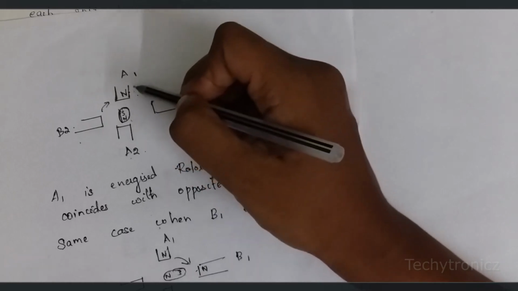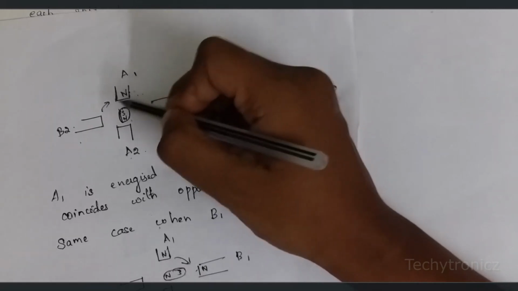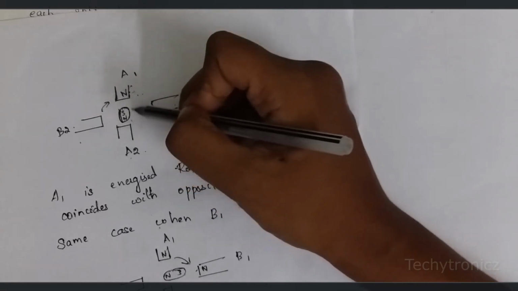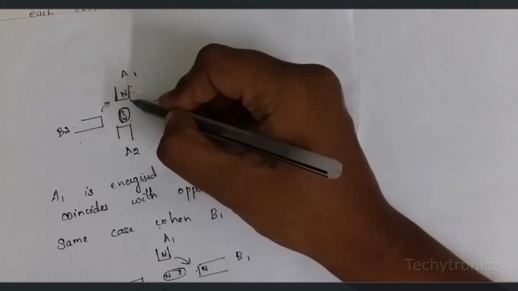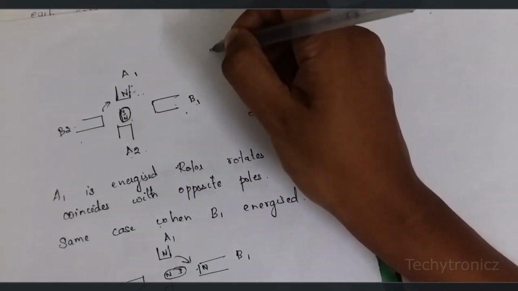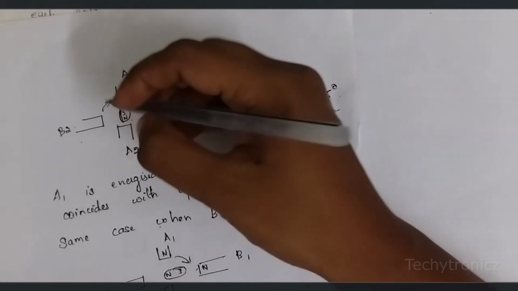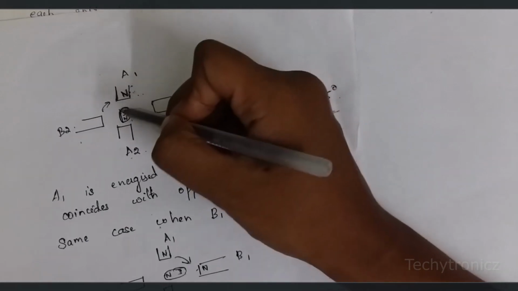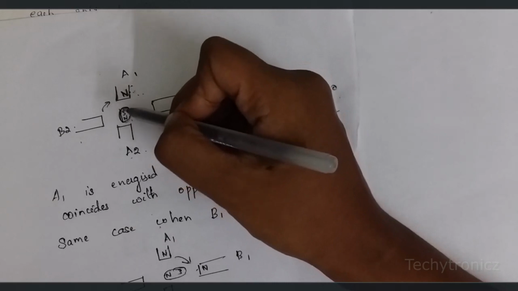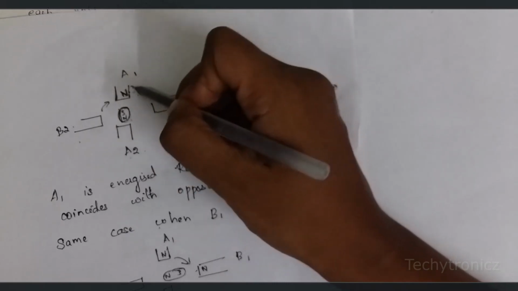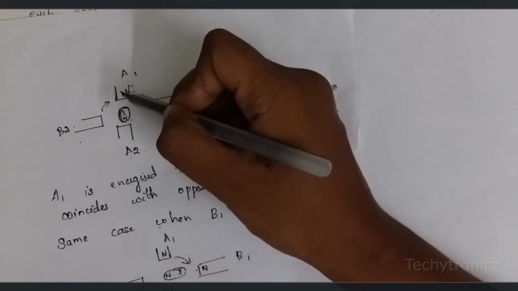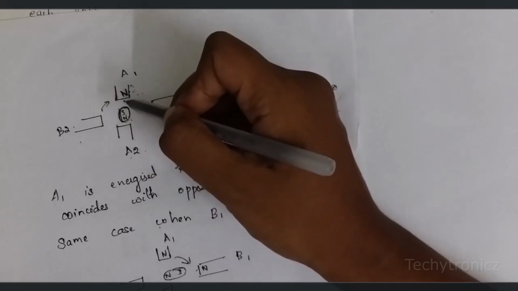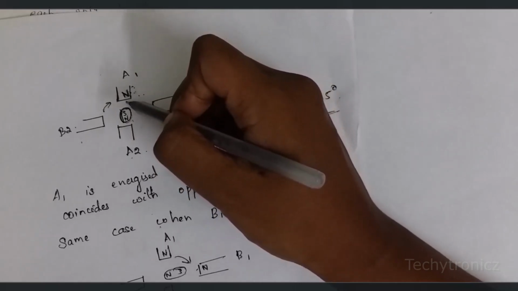First, when we give supply to A1, the coil in A1 gets energized and it attracts the rotor, since the rotor has a permanent magnet. We all know opposite poles attract each other. When A1 is energized, say it has a north pole, and the rotor has a permanent magnet with south pole and north pole. The south pole of the rotor gets attracted to A1 of the stator.